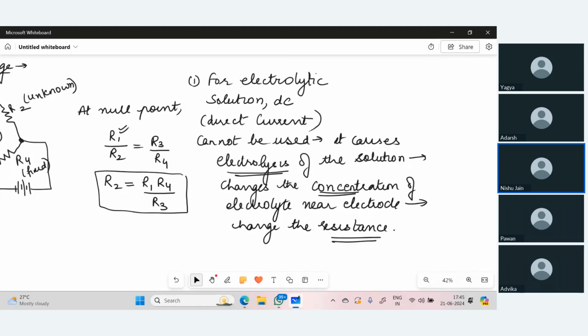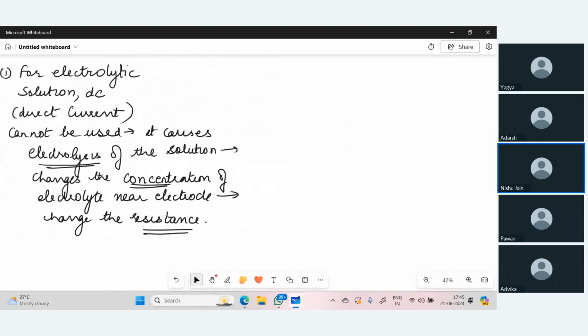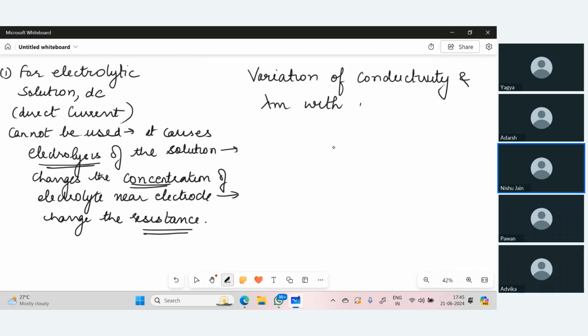Okay, now I'm starting the next topic, which is very important. Variation of conductivity and molar conductivity with dilution. Pavan, you are here? Yeah, ma'am, I'm here. This is a very, very important reasoning topic and very easy also.